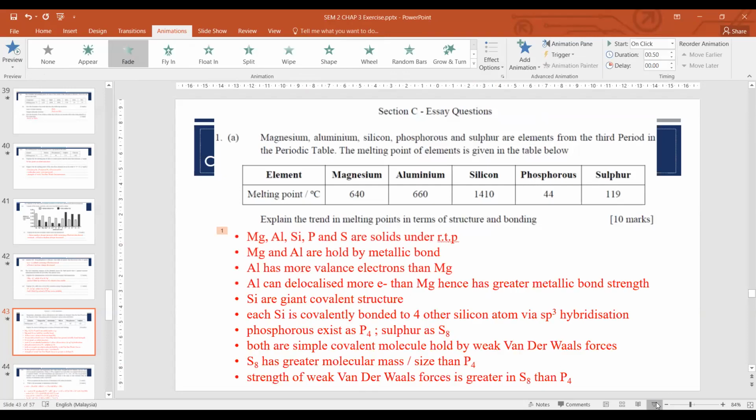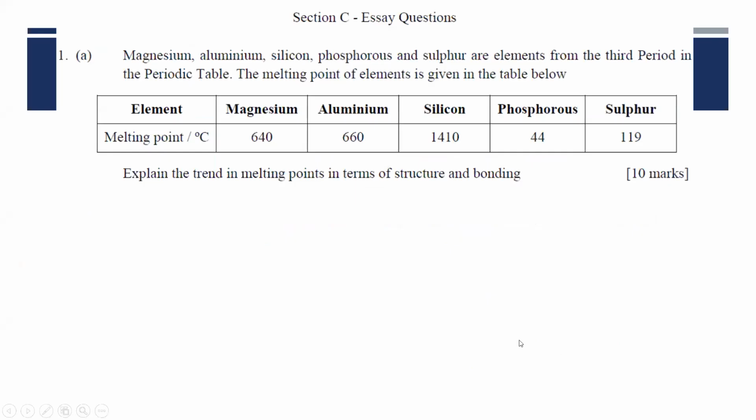Okay, so question number 3 sounds like this. Magnesium, aluminium, silicon, phosphorus, and sulfur are elements from the third period in the periodic table. Melting point of the elements is given below. So these are the melting points. Explain the trend of the melting point in terms of bonding and structure.